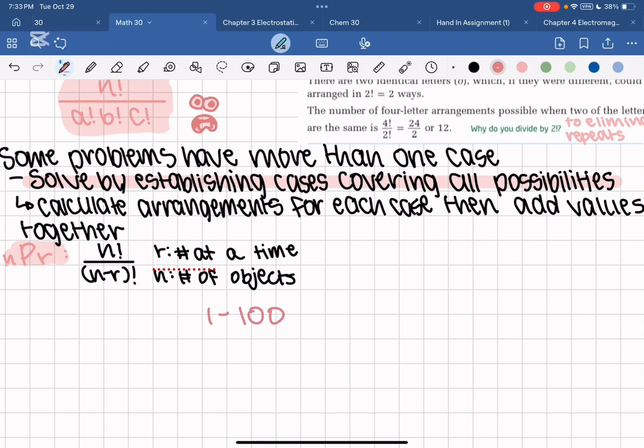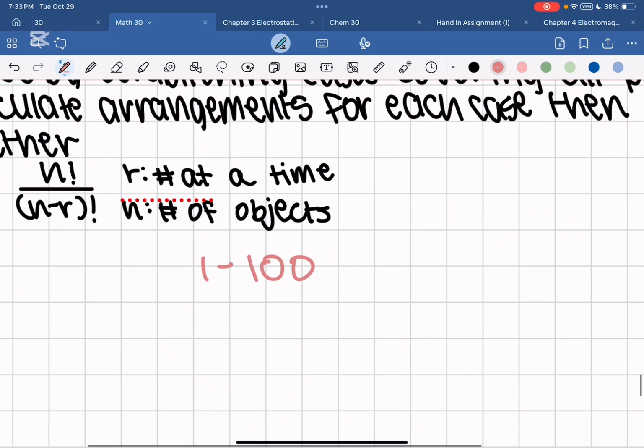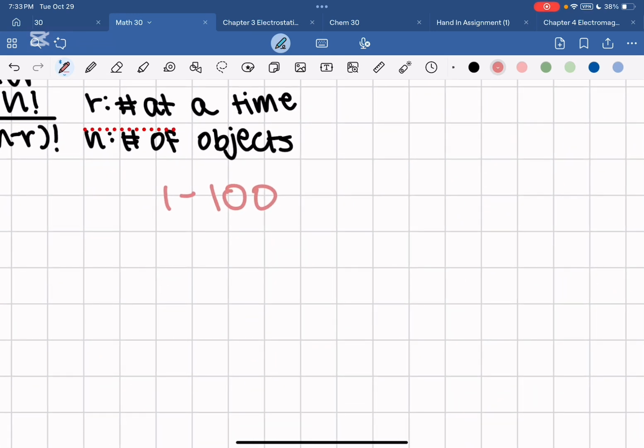certain permutation between 1 and 100. You would have to account for the permutations of having 1 digit, the permutations of having 2 digits, and the permutations, let's just make this 1,000 to make this a little bit more fluid. You would have to find the permutations of having 3 digits as well, based on the specific scenario.